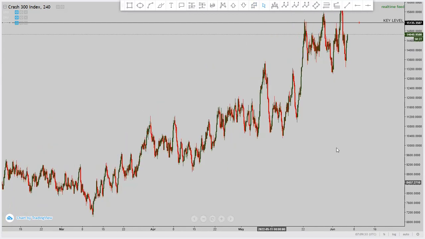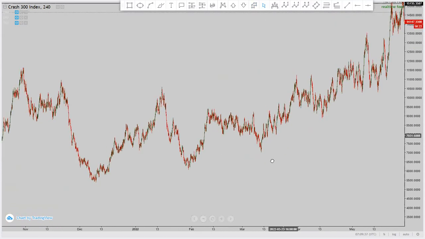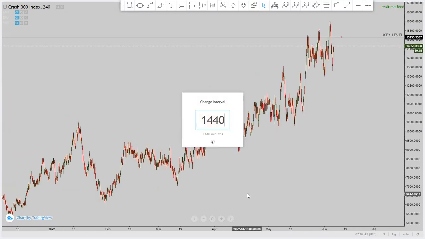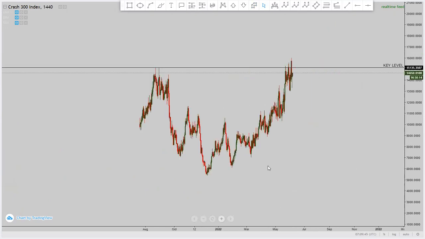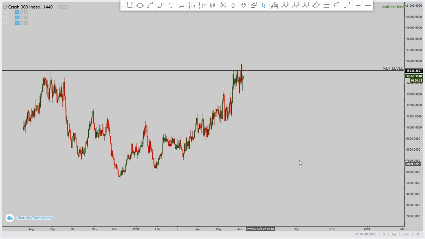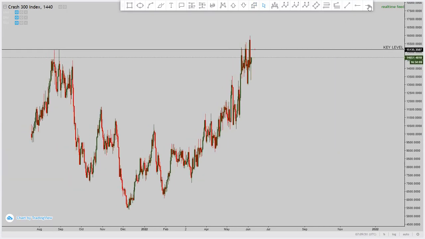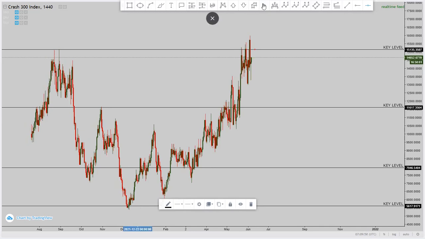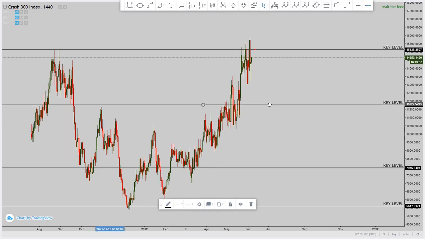So that is our first major, very, very key level that is going to determine the entries that we're going to take for Crash 300. On the daily, what I simply want are more key levels at the bottom that can give me some exit targets where price can most probably go and reach. It's the same thing we do: we simply identify key levels.